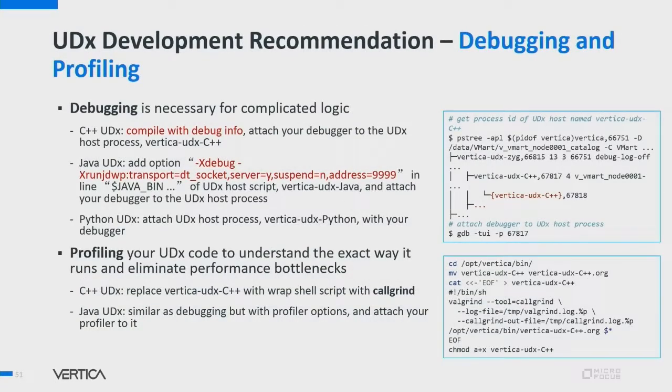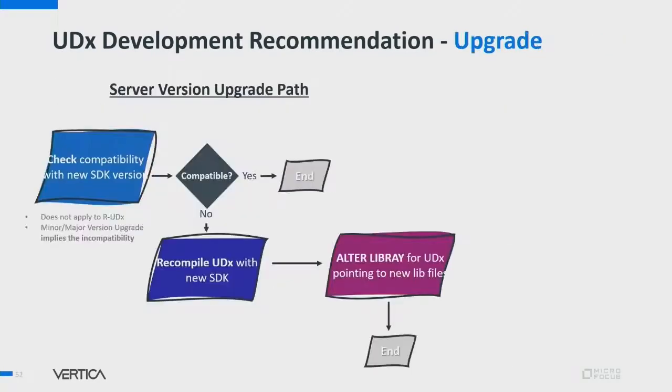One of the last slides is about debugging and profiling. In case of detailed debugging, you compile with extra switches for both Java and C++. For Python, you just need to connect to your process, and the same you can do with profiling. Last word about the upgrade, because you can face a situation when you're upgrading Vertica and need to decide what to do with the UDX, or you simply create a new version of your UDX. So whenever you are doing the server version upgrade, you have to remember about recompiling your UDX. Once recompiled, you simply alter the library.